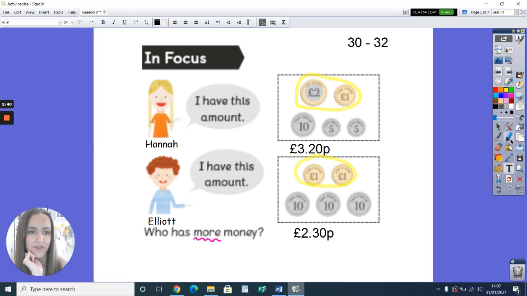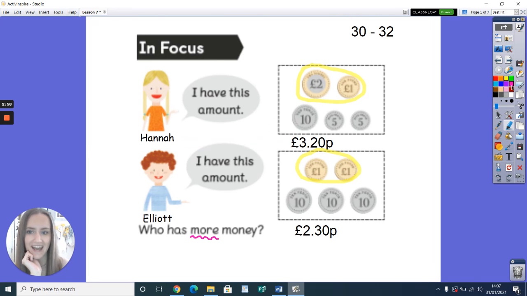Right, if you said that Hannah has got more money, you would be correct, because when we are comparing money and seeing who's got more, we look at how many pounds they've got. Hannah has got £3, Elliot has got £2. You had to choose, which would you rather have, £3 or £2? That's right, £3, because £3 is more than £2. So Hannah has got more money.